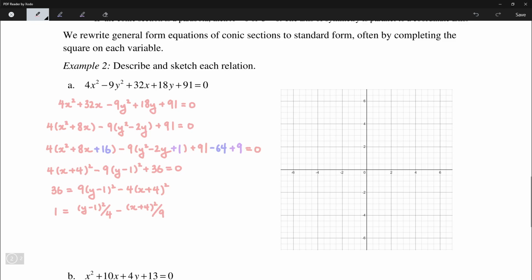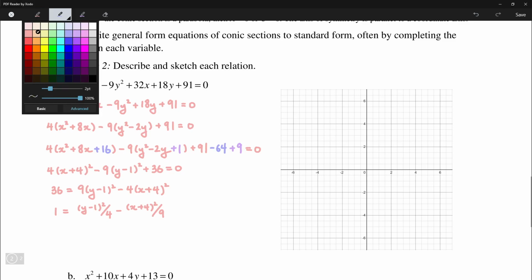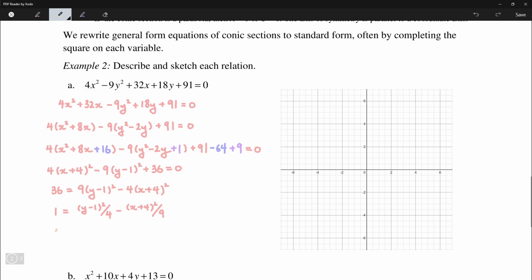Now we're going to factor these two terms on the right-hand side and also rewrite them on the left-hand side. So we're going to flip the equation around so that it is more familiar. So we get (y minus 1, sorry,) over 2 all squared minus (x plus 4) all over 3 all squared, and it's going to be equal to 1 now on the right-hand side.